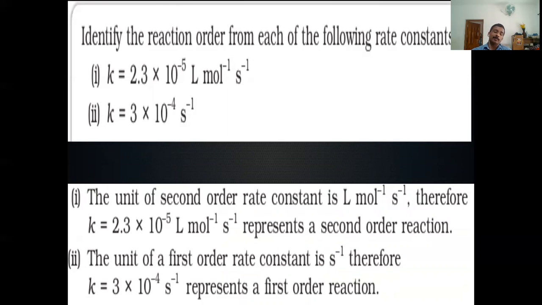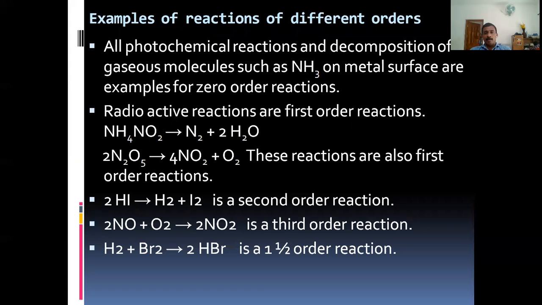And now we can see some examples of reactions of different orders. All photochemical reactions and decomposition of gaseous molecules such as NH3 on metal surface are examples of zero order reactions. Photochemical reactions are very fast reactions. The rate of the reaction does not depend on the concentration of the reactant. That is independent of concentration of the reactant. Therefore, that is a zero order reaction. Decomposition of gas on metals are zero order reactions.